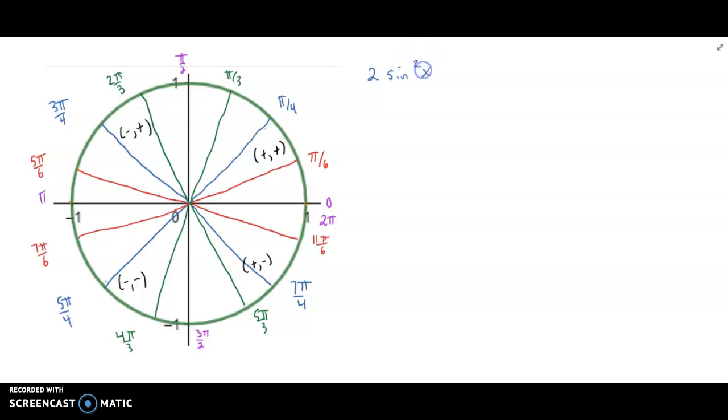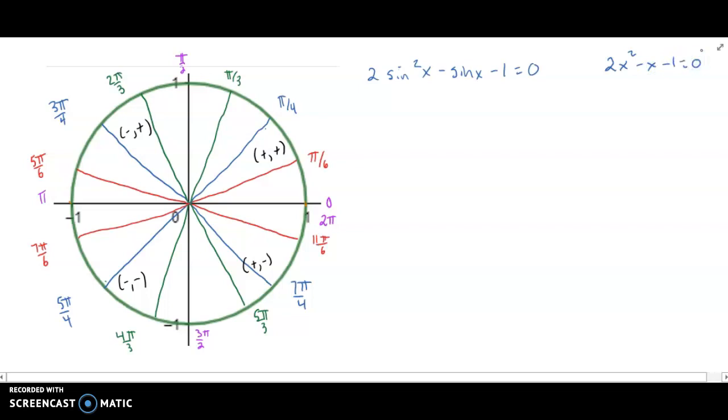2 sine squared of x minus sine of x minus 1 equals 0. Now, first of all, I'm going to key onto this idea that there's a sine squared and also a sine. So there's no way that I can reverse this. It just won't work. What I'm going to think about is how would this work if I factored 2x squared minus x minus 1 equals 0?